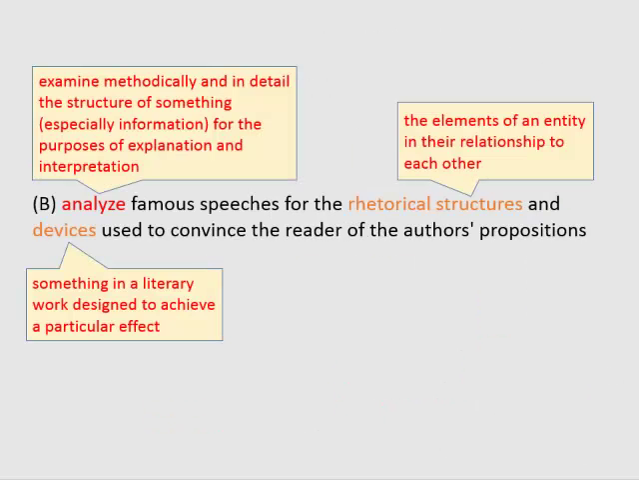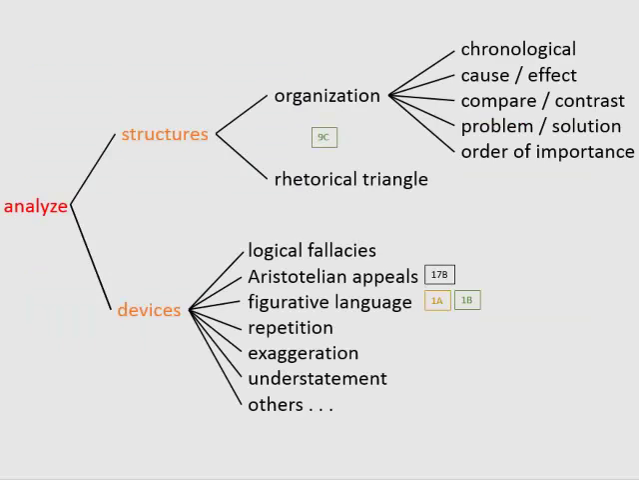Student Expectation 10B requires students to look at rhetorical structures and devices. Let's define structures and devices. A structure is an element of an entity in its relationship to other pieces within that entity. And devices are something in a literary work designed to achieve a very particular effect. That's an enormous amount of material to cover, but it really isn't as daunting as it appears. Again, building a tree for this SE, we can look at the structures and talk about what it is that we're supposed to look at.